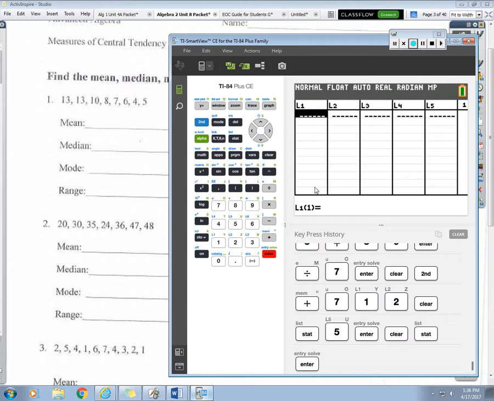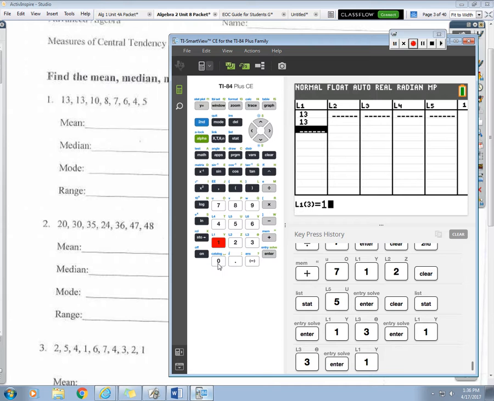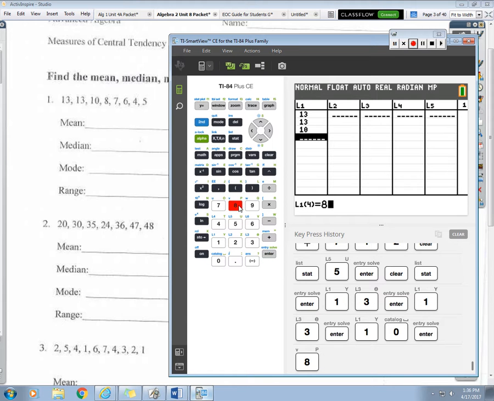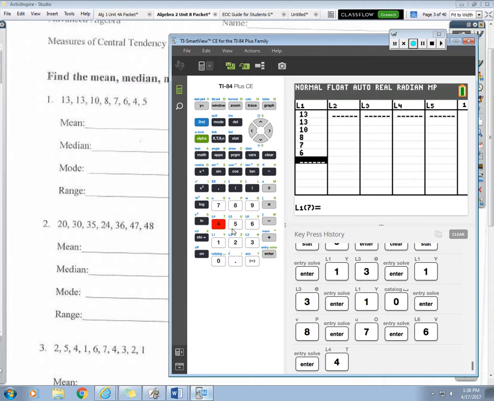In L1, you're going to put all of your data. So like you'll type in 13, enter, 13, enter, 10, enter, 8, enter, 7, enter, 6, enter, 4, enter, 5, enter. Now look. Right here it now says L19. That means it's waiting for the 9th number. Well, does this list have a 9th number? No, it only has 8. That's why it ends with 9, because it's waiting on the 9th number, but we don't have one. Okay, so does everybody now have the 8 data items typed in L1?